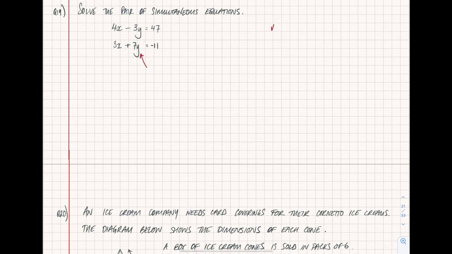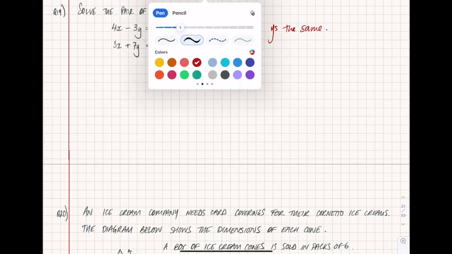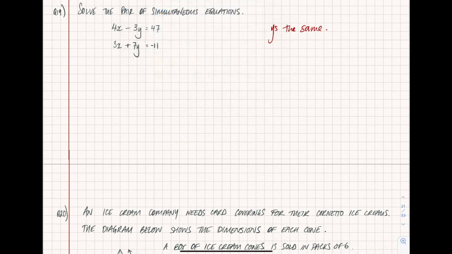Now I'm going to talk about making the y's the same. Okay, now if the y's are already the same, then you can skip this first step, but if they're not, this is what you need to do. So the first thing is I look at it, I've got a 3y and a 7y. Well, how can I make them both the same? And the answer is to make them 21.